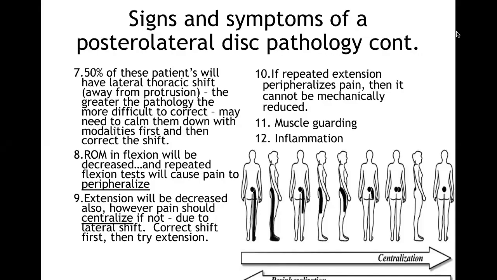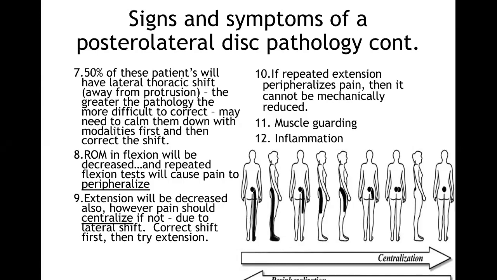Okay, guys, so we're going to continue this presentation. I believe I covered some of this slide, but let's review it a little bit more. 50% of the patients that have a posterior lateral disc herniation are going to present with a lateral thoracic shift. What that means is that if they have a right posterior lateral disc herniation, the thoracic spine is going to lean away from that side. It's basically just a protective mechanism that the patient does in order to get away from that pain.